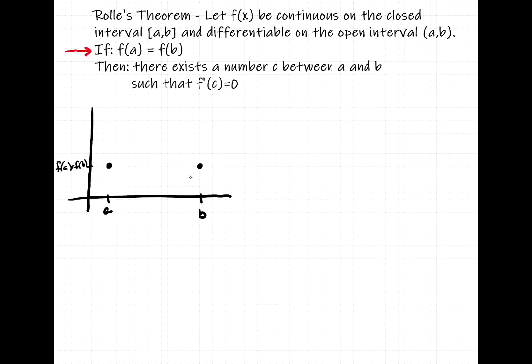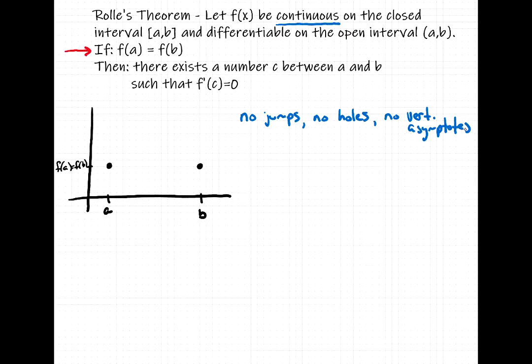Now connect the dots in such a way that we're following the rules or the parameters set by Rolle's theorem. So Rolle's theorem says the function is continuous. So no jumps, no holes. So jumps are non-removable discontinuities and holes are removable discontinuities, and also no vertical asymptotes. So continuous means there are no discontinuities. Okay, and these are the 3 types.